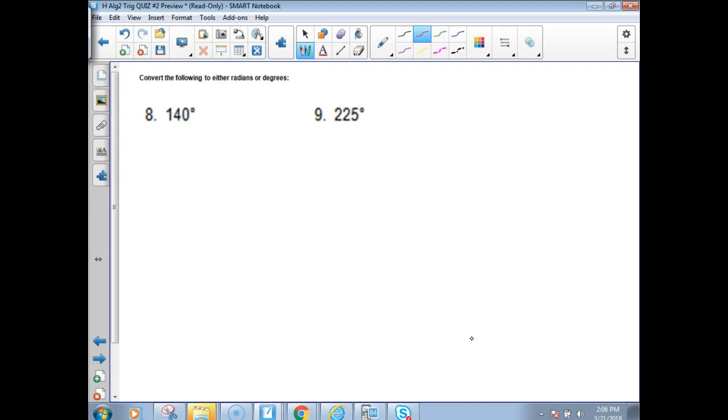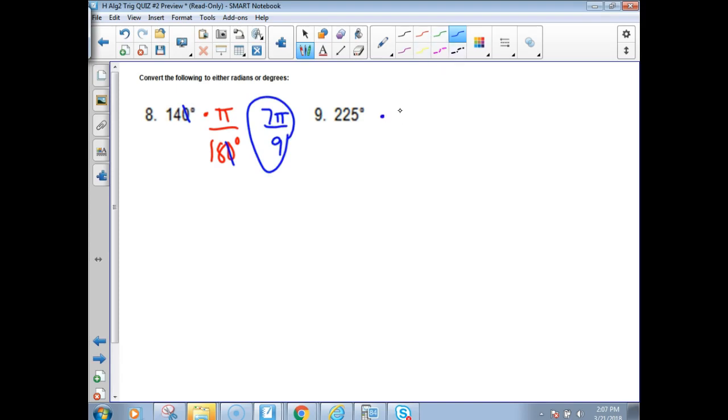Convert the following to either radians or degrees. If it's in degrees and you're converting to radians, you need degrees on the bottom, so the conversion factor is pi over 180 degrees. You can do this on your calculator, or you could divide by 10 and then say, oh, I could cut these in half. That's going to be 7 pi over 9.